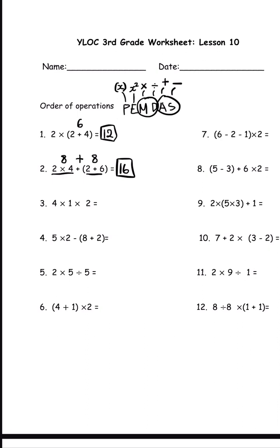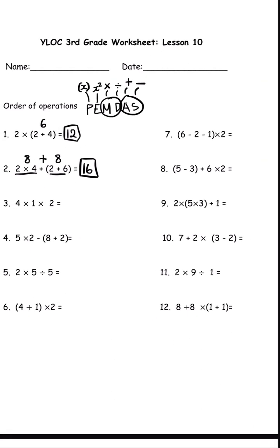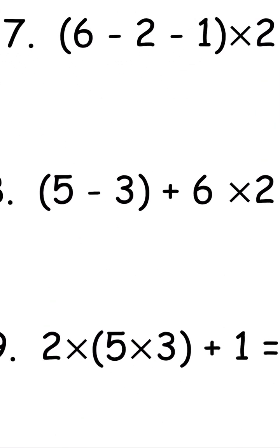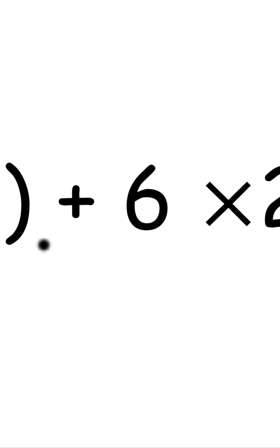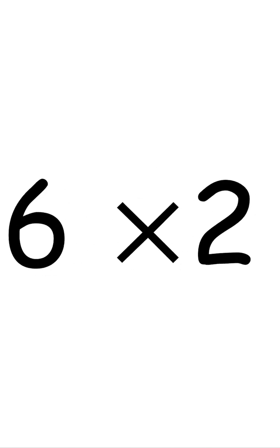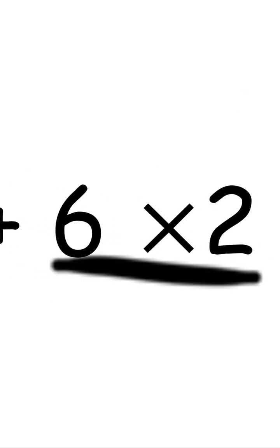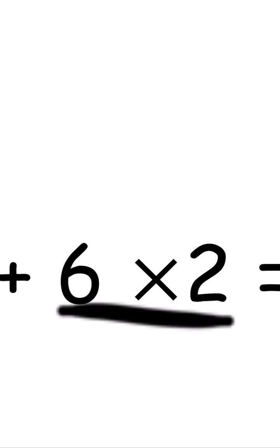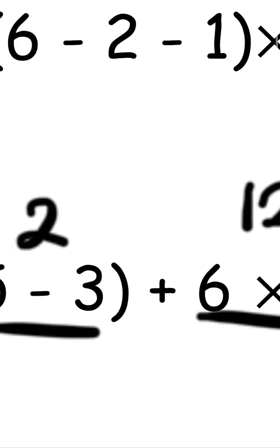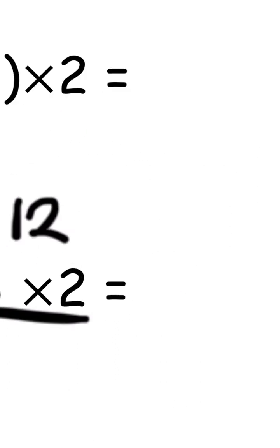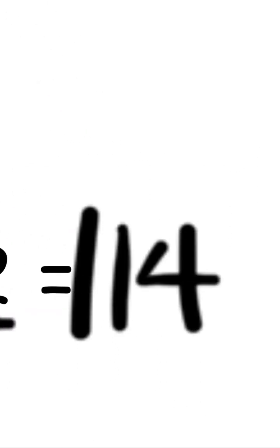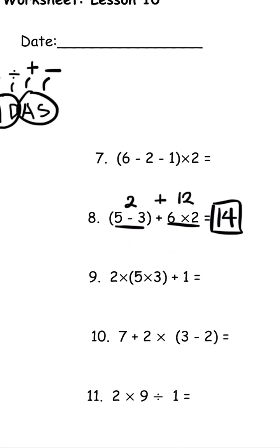Let's look at number 8. For number 8, we need to first solve 5 minus 3, which is 2. Then we need to skip plus for now and look at the multiplication first. So 6 times 2 is 12, and then we need to now add 2 and 12, which is going to be 14. So 14 is going to be the answer for number 8.